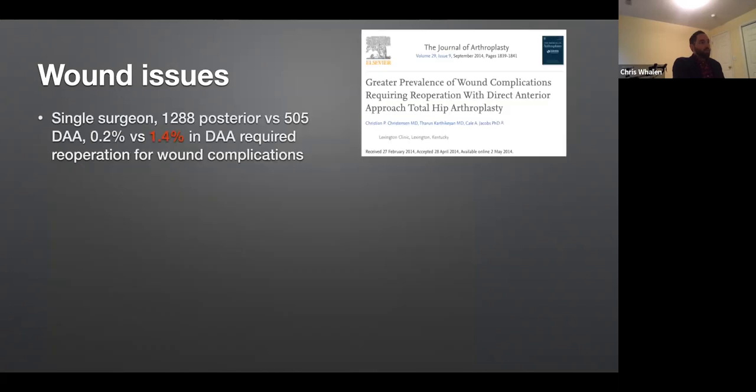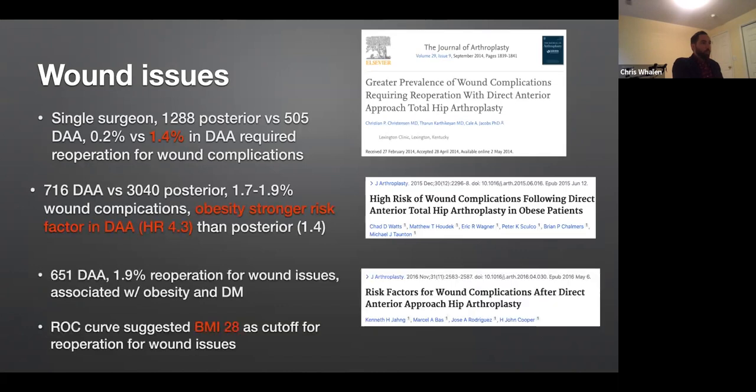But I do think wound issues are real. Some people will use an abdominal binder to help keep the pannus off, or things like incisional vacs, etc. But certainly simple wound complications, superficial wound complications do seem to be higher. This group did a receiver operating curve and suggested that a BMI of 28, much lower than we typically think about, was a cutoff or inflection point for wound issues. And that may be an argument for more selective DA, but something to think about.